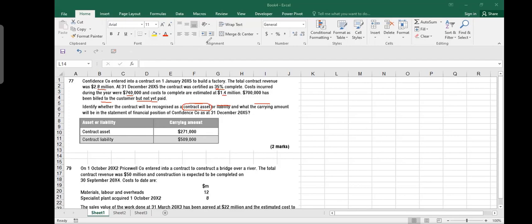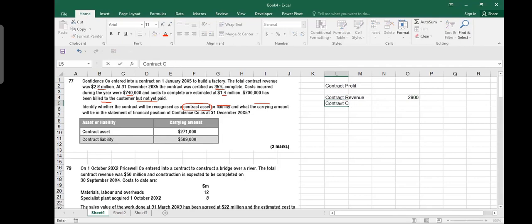Whatever you do in revenue, the first thing is always to go back and see how much your contract profit is. Always first find out the contract profit. So you have the total contract revenue, which is 2.8 million. Let's call it 2,800. And then you have contract costs.